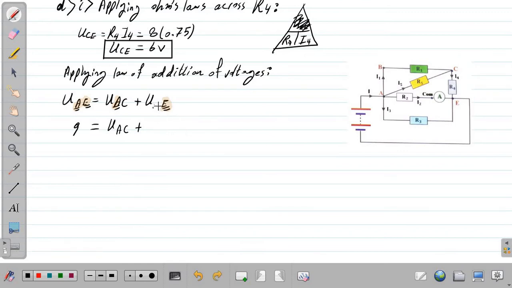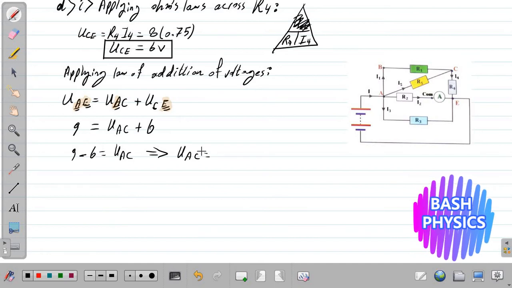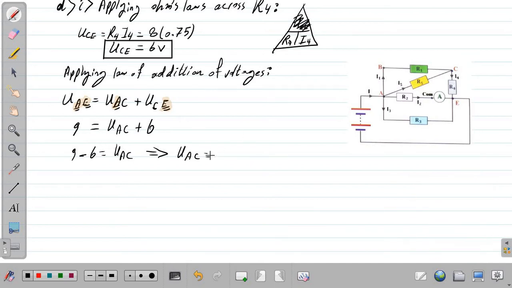Okay, UCE is 6 volt. Linear equation, 9 minus 6 is equal to UAC. Finally we get that UAC is equal to, since in 9 minus 6 the unit of these quantities is volt, we will get that also the unit of UAC is volt, which is 3 volt.